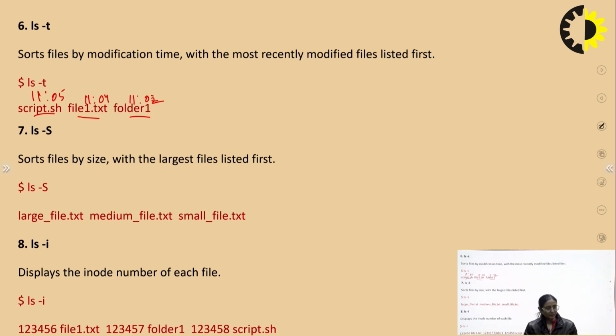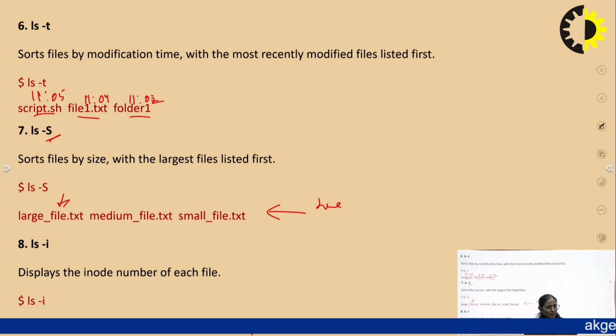If I use another option, that is S in capital, it will show the contents, but here the files are sorted by their size, and the largest file is listed first. So this is the sorting being done on size, and this is the file which is largest in size.